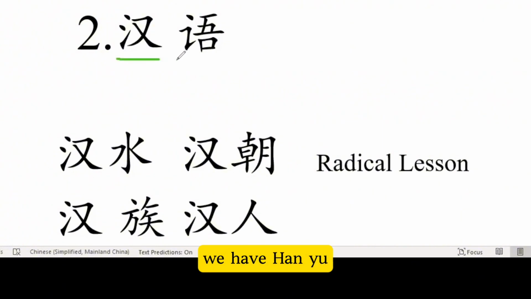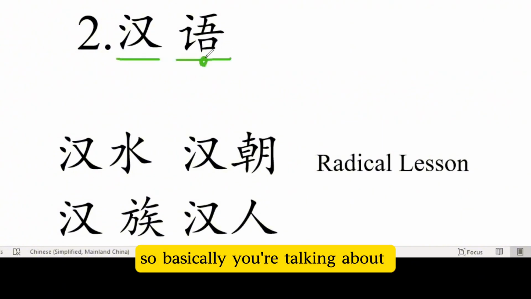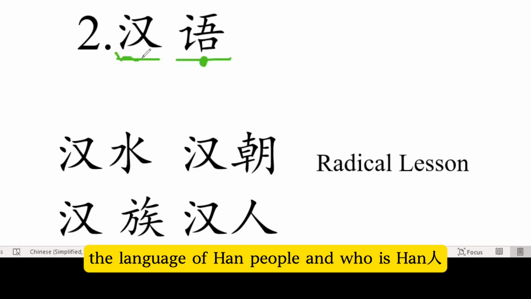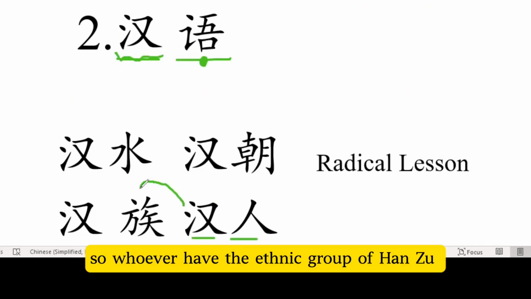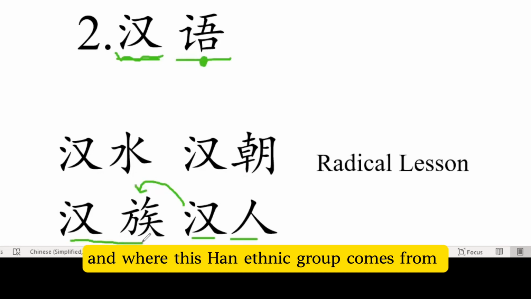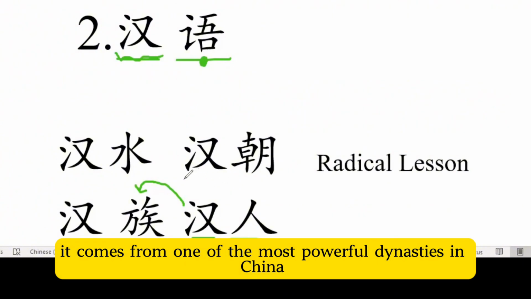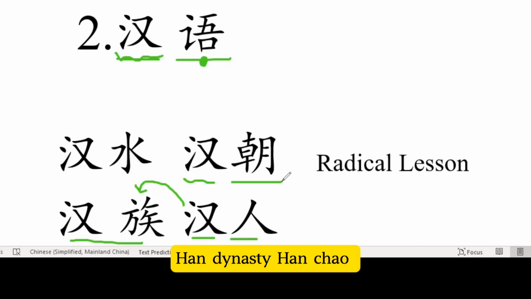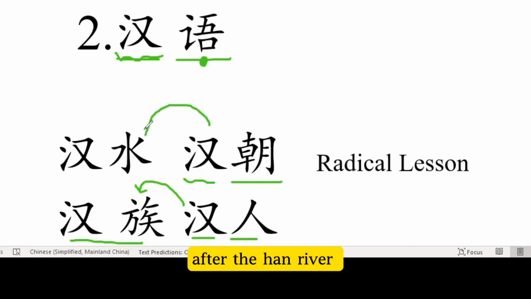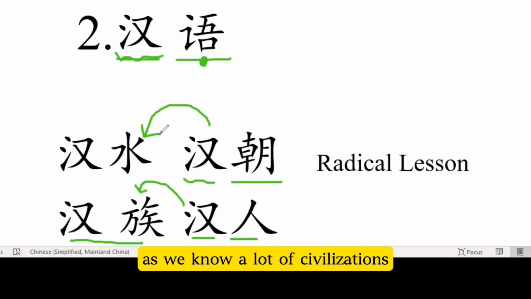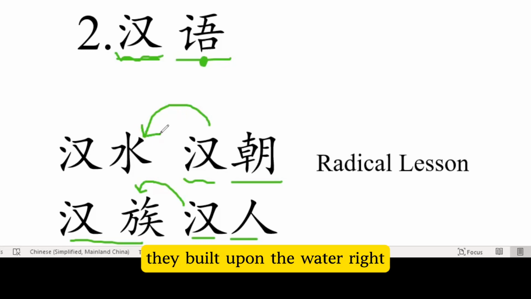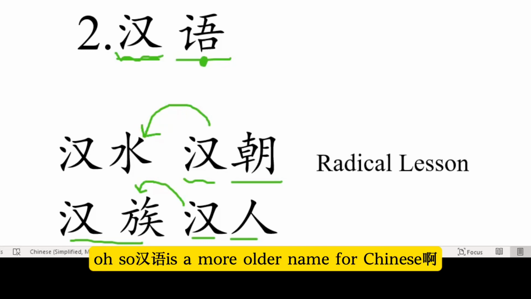But back here, we have Hanyu. So basically, you're talking about the language of Han. And who is Han Ren? Whoever belongs to the ethnic group of Hanzu. And this Han ethnic group comes from one of the most powerful dynasties in China, Han dynasty, Han Chao, which is named after the Han River. As we know, a lot of civilizations built upon the water, right? So Hanyu is a more older name for Chinese.